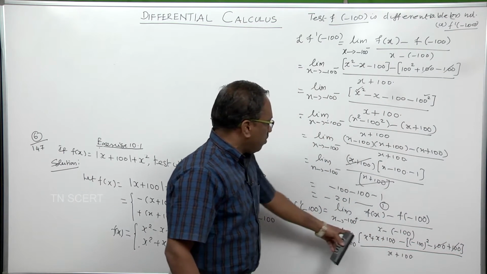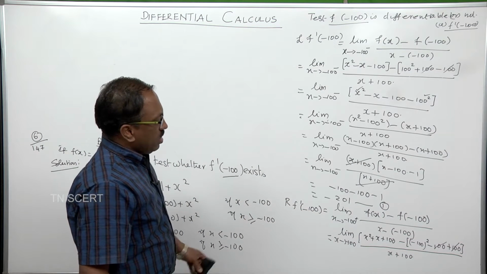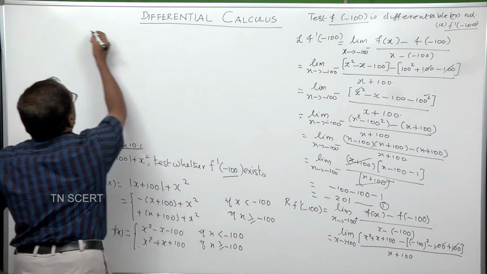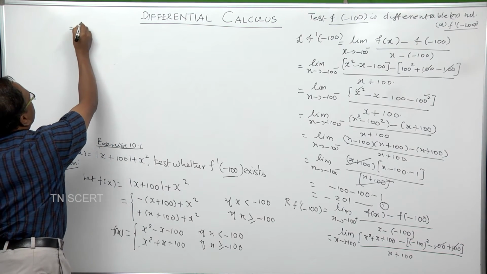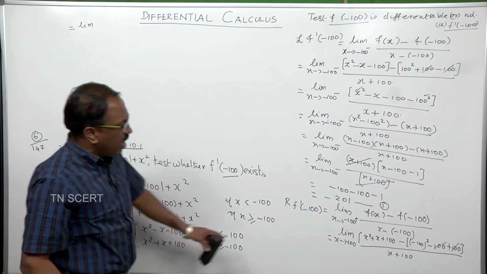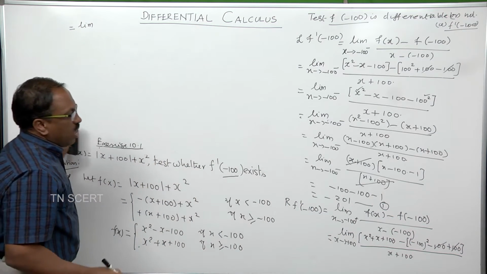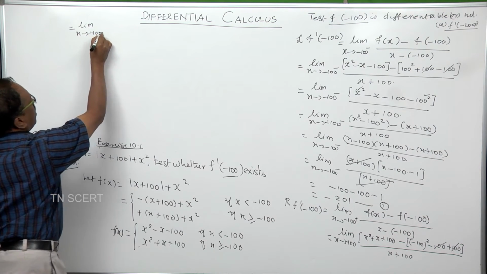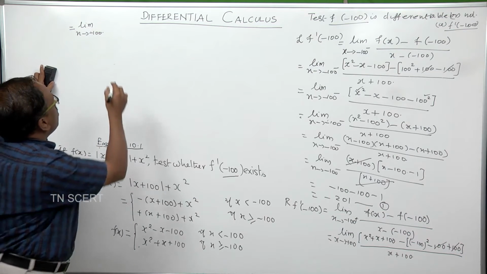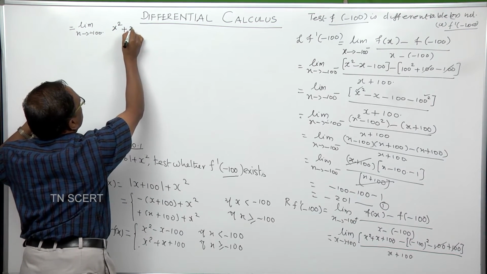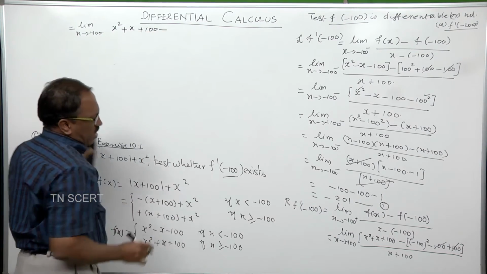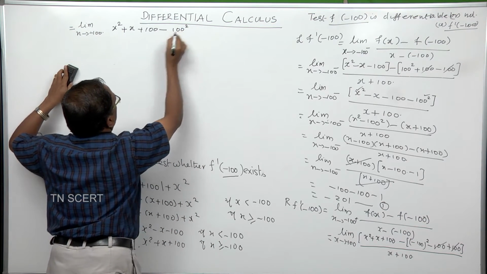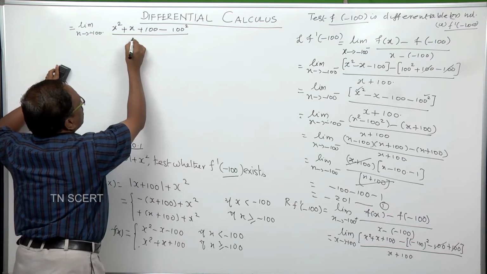Here the only thing we have to check is the numerator part. So here what is it? X square. Once again we are going to apply the value. Now let us take limit x tends to minus 100. So here directly I can apply minus 100 square, x tends to minus 100. So in this value, x square plus x plus 100 minus this 100, we can take it as 100 square, whole divided by x plus 100.